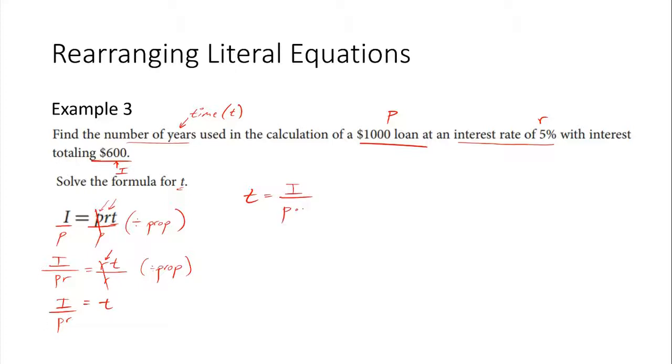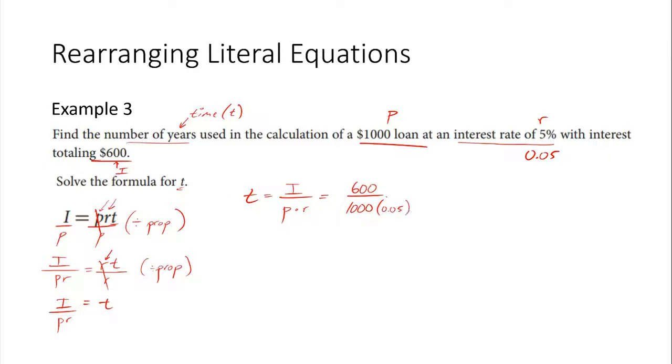Your principal times your rate. And it looks like, again, your interest was 600 bucks, right? Your principal was 1,000. And your rate, your percentage, could be represented as this, okay? So let's try to figure this out. We got 1,000 times 5%.